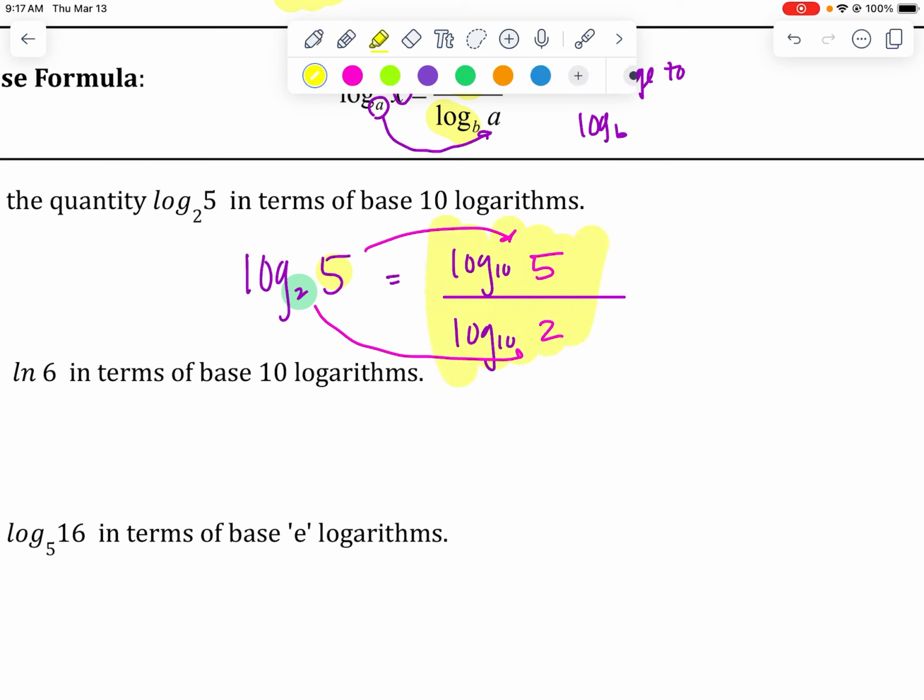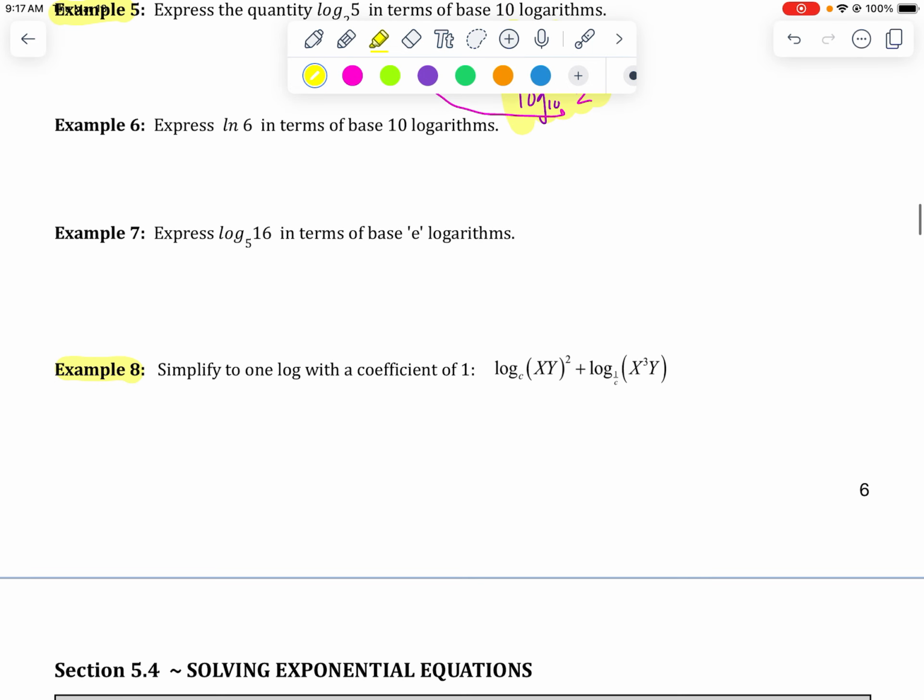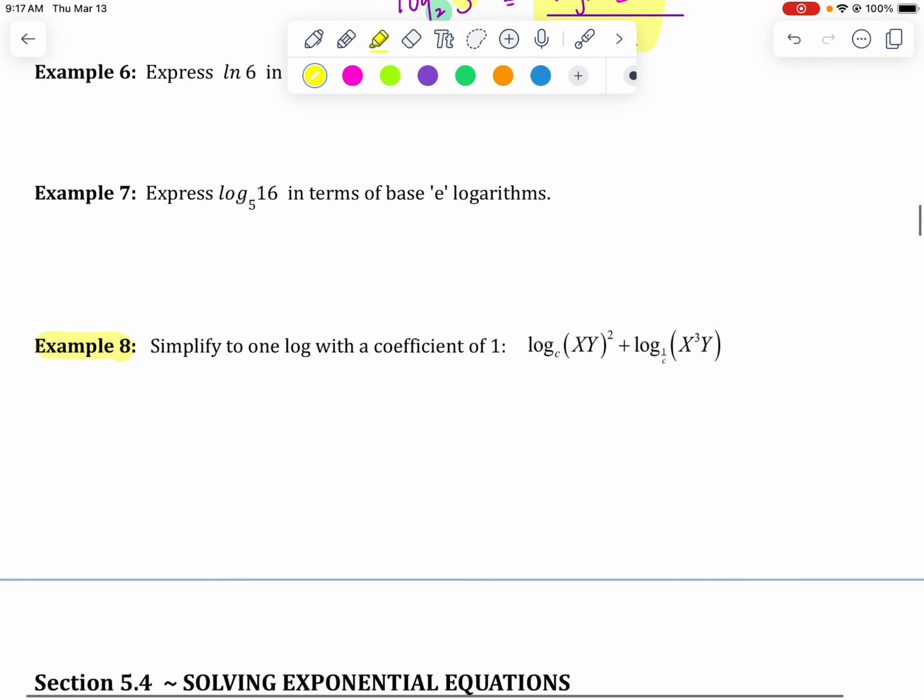Okay? All right, example 8. This one's a tough one, but it is a fun one. It says simplify to 1 log with the coefficient, where we have log base c of the quantity xy squared plus log base 1 over c of the quantity x cubed y. Okay. So we want to go ahead and make it easier for ourselves. We want to get it to 1 coefficient. One of the logs is already log base c. So let's go ahead and change everything to log base c.